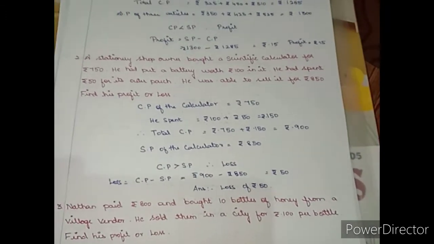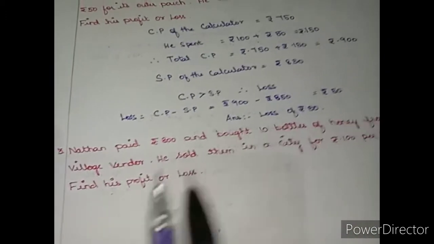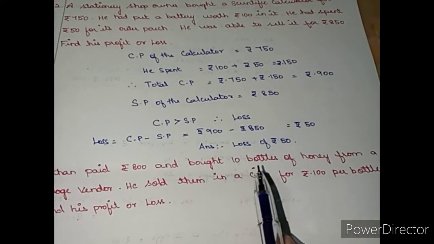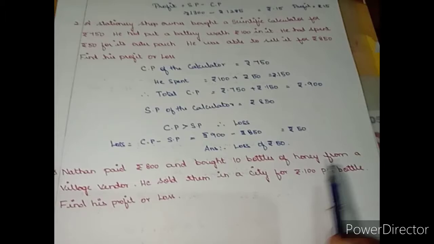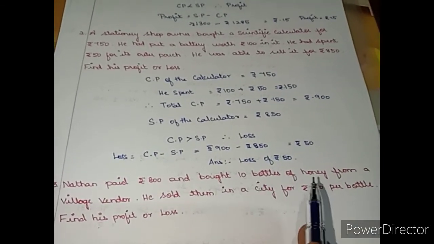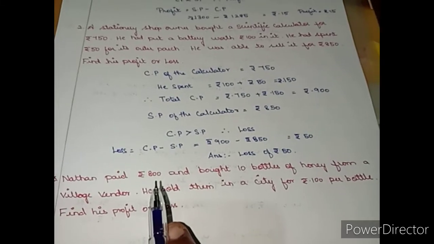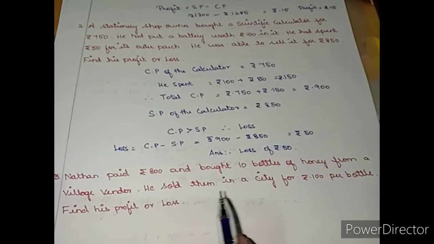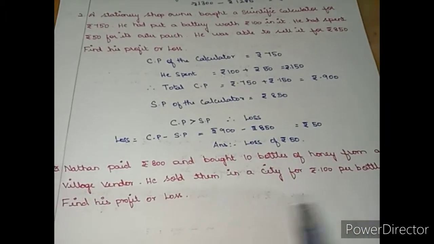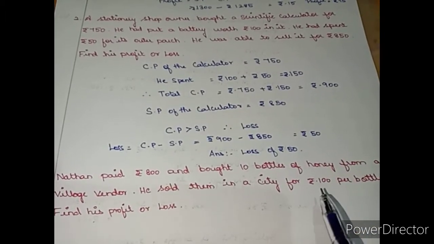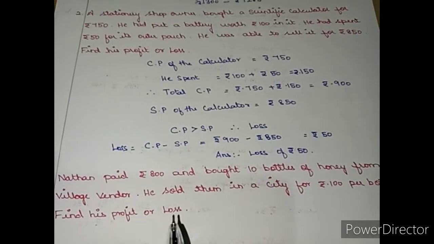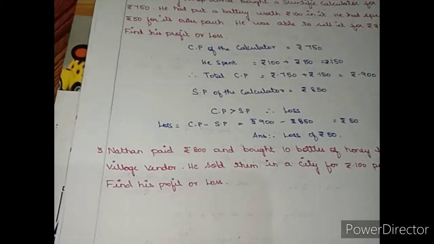Okay. So next question. Nathan paid rupees 800 and bought 10 bottles of honey from a village vendor. So he has bought 10 bottles of honey for rupees 800. He sold them in a city for rupees 100 per bottle. So he has sold it at 100 rupees per bottle. So find his loss or profit.